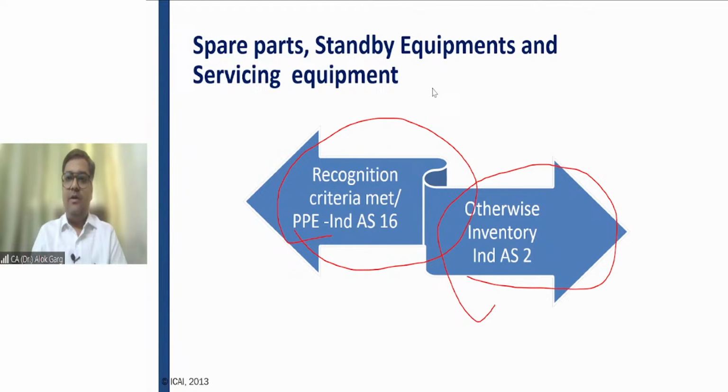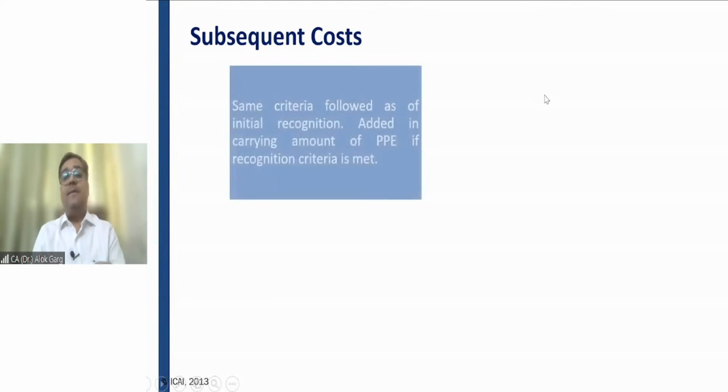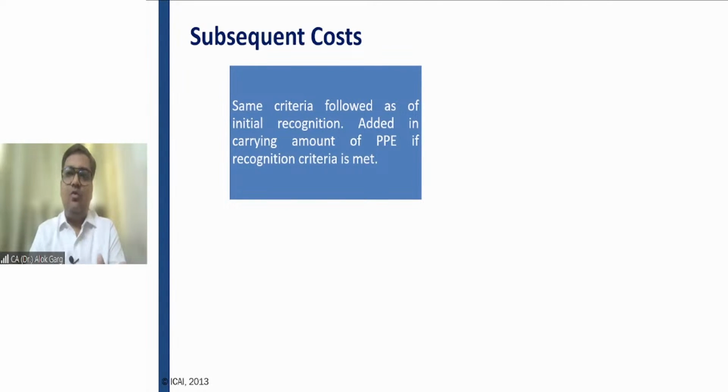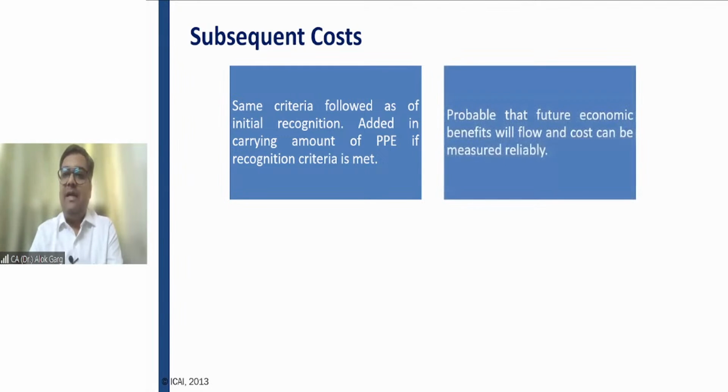Okay, friends, let's move on. Subsequent cost. Now, we understood the recognition criteria. For example, there is a truck. When you purchase the truck, of course, it will provide a future economic benefit. The cost is measured reliably, and the truck is a PPE because it is a tangible item. It is held for use in the production or supply of goods and services, or for rental purposes or for administrative purpose, and life is more than 1 year. So initially, the truck is recognized as PPE. Okay.